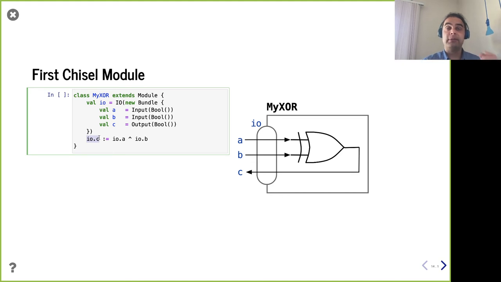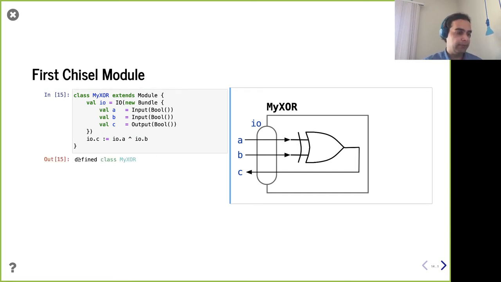So io.c, if you imagine this as a wire, it's going to be connected to the result of the XOR of these two things, right? So you kind of see that in this diagram, where we have this IO bundle, the name for this interface. Inputs A and B are going in, they go into the XOR gate, and then the output of the XOR gate we're attaching to C. So that's what this whole tiny module does.